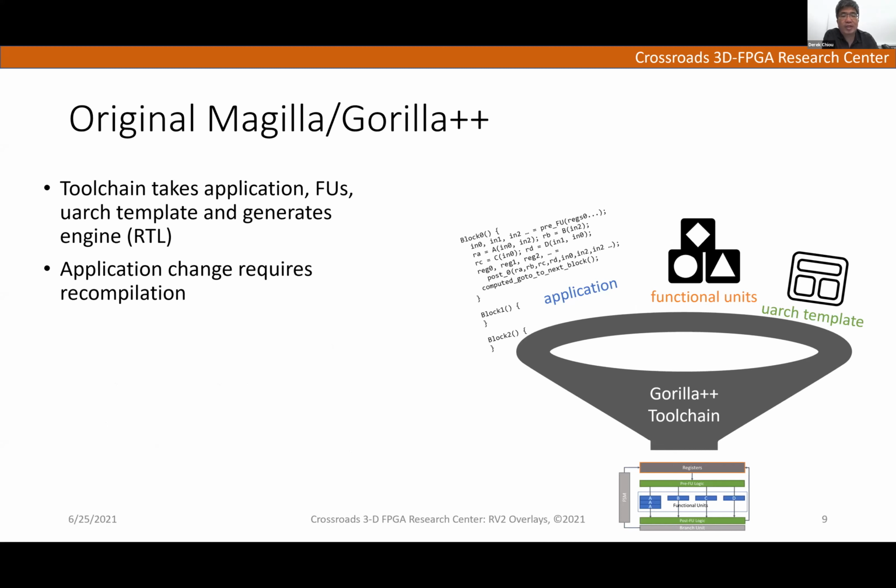So basically, the original Magilla, Gorilla++. Magilla was the internal name at my first company, and Gorilla++ was a version that we developed at UT. Basically, it took in 3 inputs, right? It took in the application that I just showed you, the functional units written by RTL experts, and a microarchitectural template. Then it would produce Verilog that we would synthesize and place and route for the FPGA, and that would run this application using these functional units in this microarchitectural template.